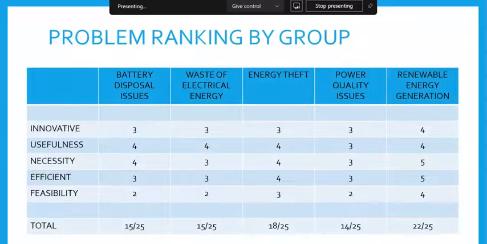This is the problem ranking by our group. We gave 22 out of 25 to renewable energy generation, because this project is very innovative and useful. And we gave very low points to power quality issues. The next slide will be explained by Nakshatra.